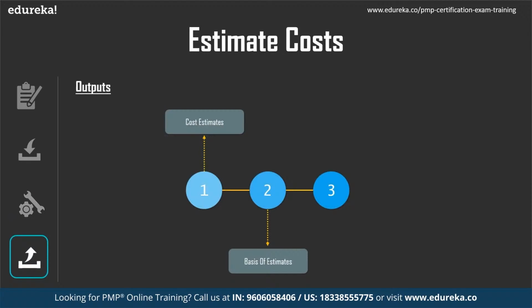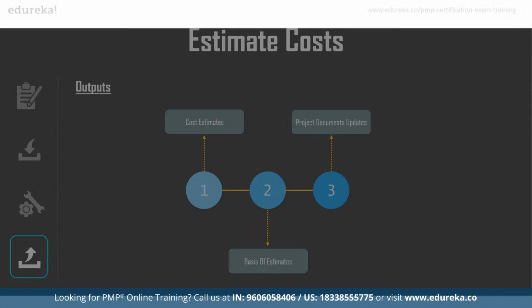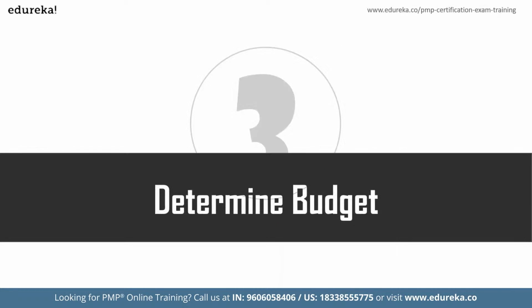When we say basis of estimates, why are we saying it is so much? If you estimate a cost for a certain particular activity to be completed, why are we saying so much of estimate? What is the reason? So, justifying that, the basis of estimate provides you the details. Then project documents updates.